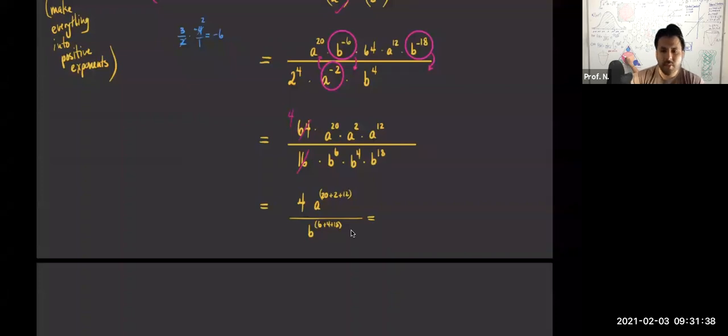So which rule is that? The rule is the first rule. If I have a product of two bases that are the same, you add the exponents. In this case, I have a product of three bases that are the same. So I can add all the exponents together. And when I do that, what do I get? I get 4 times a raised to the 34th power divided by b. And this is kind of hard to see. 6 plus 4 plus 18 is 28.